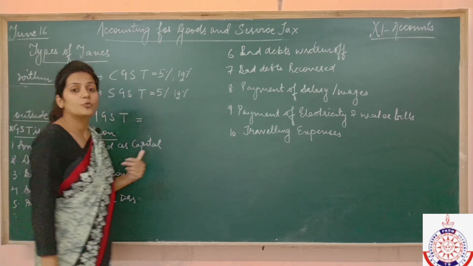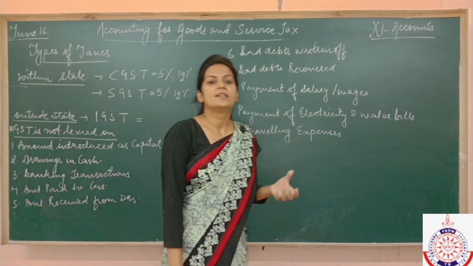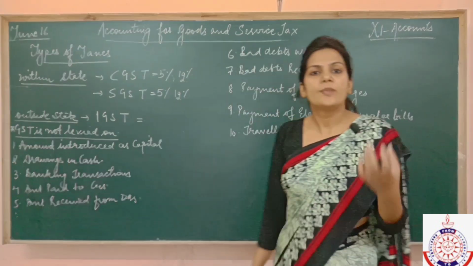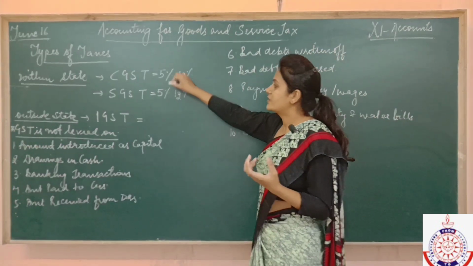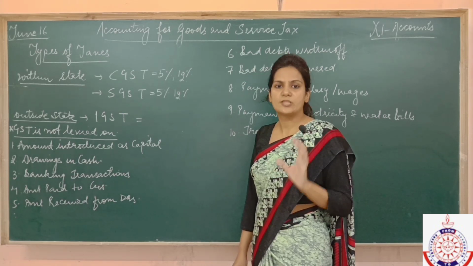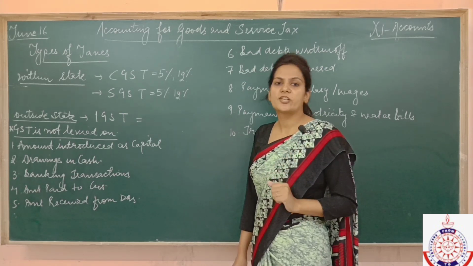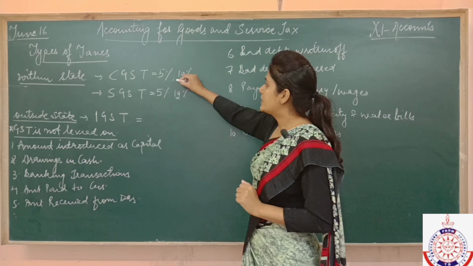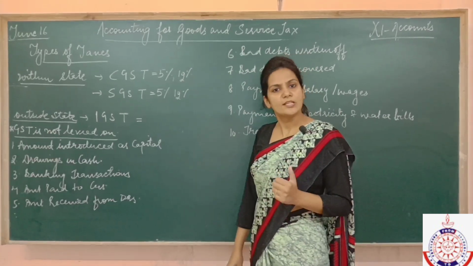So now whenever you go to the market to buy something new, do check the bill. In the bill you will find that CGST and SGST both will be charged on the amount of goods purchased by you or expenditure incurred by you. So it means CGST and SGST both will be charged.